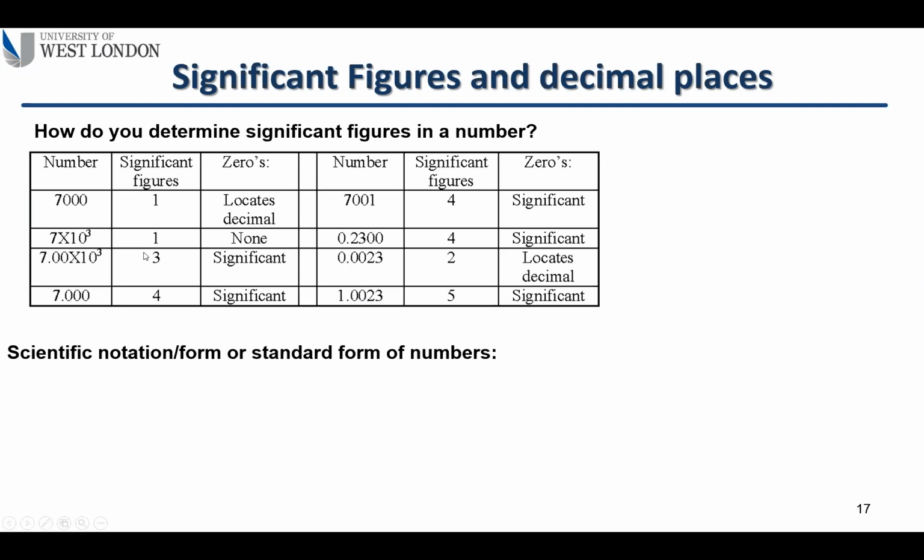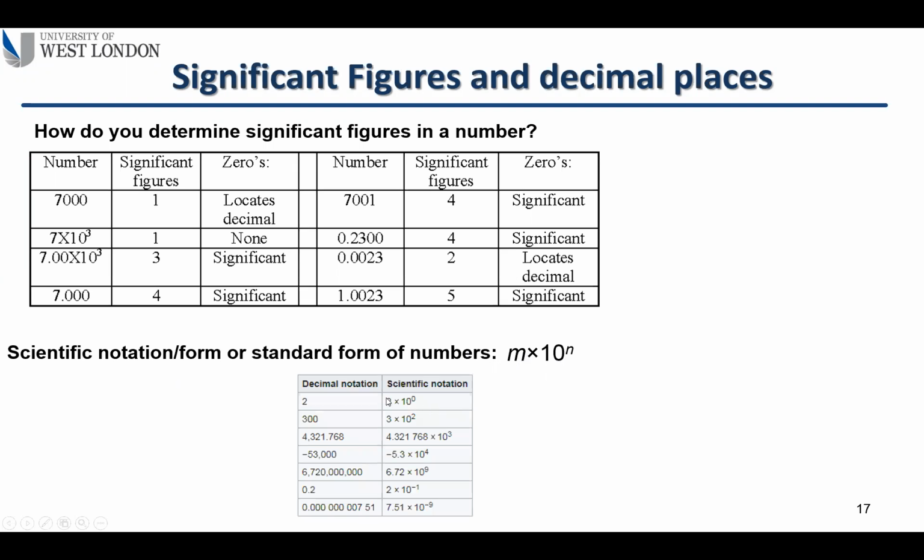We have just talked about and used the trick of changing to scientific notation. Sometimes you can call this scientific form, notation, form, or standard form. It means that you can write the figure in the form m times 10 to the n. So, for example, 2 can be written as 2 times 10 to the 0, and 300 can be written as 3 times 10 to the 2.